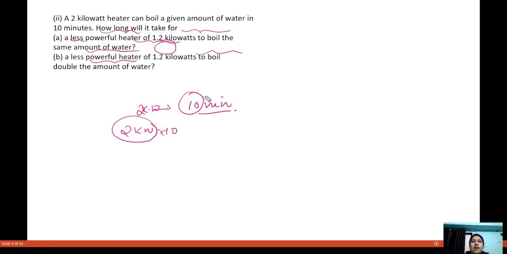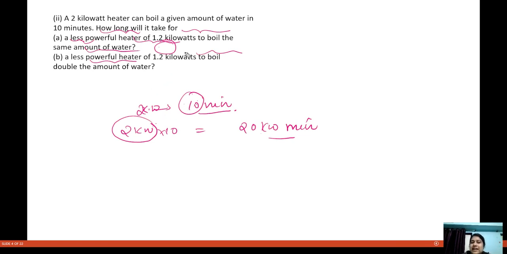Sorry, 10 minutes. Okay, fine. So we need 20 kilowatt minute of energy. 2 kilowatt energy is given for 10 minutes, so 20 kilowatt minute of energy we need to boil that given amount of water.